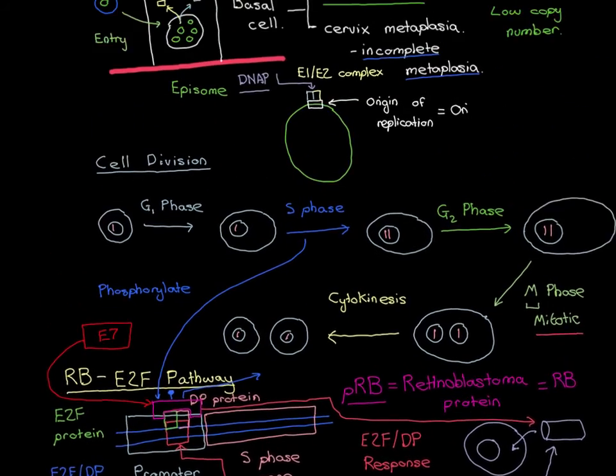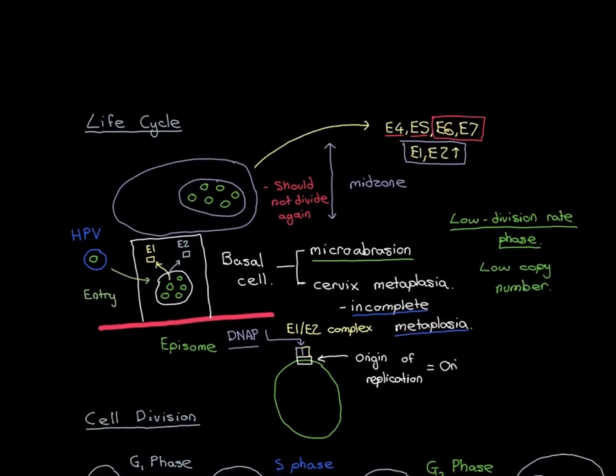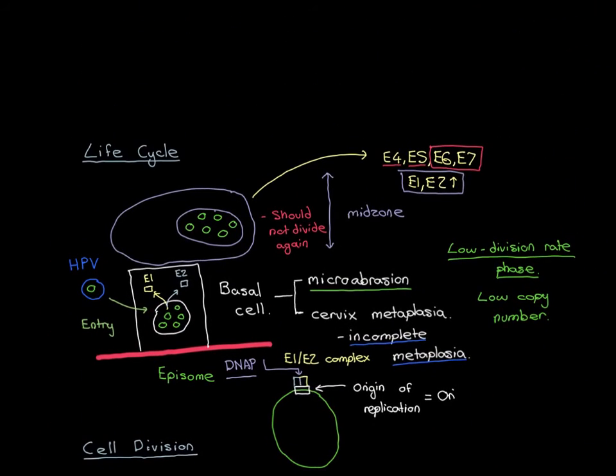So let's go back up here and see what's going to happen in our mid-zone cell here. What's now going to happen is this cell is going to start dividing at a fantastic great rate, and it's being forced to do this by the fact that its host cell genome is being replicated because of the continuous activation of the S-phase genes. So what you'll now get in the mid-zone of your squamous stratified epithelium is a large amount of cell division.